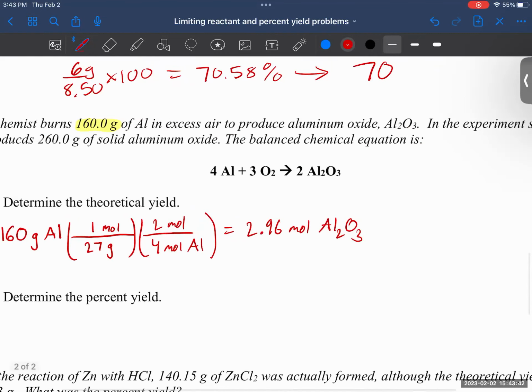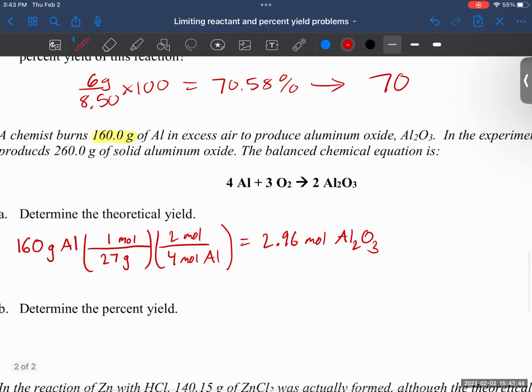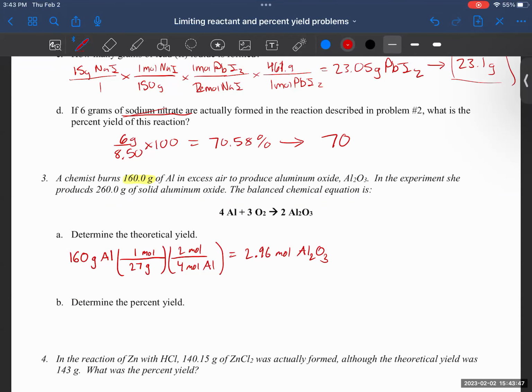All right. So now we do the same thing for our oxygen. Psych, no, we don't. Because we're not given an amount of oxygen, because it says excess air, right? Excess air means that oxygen automatically isn't our limiting reactant. Aluminum by default, they told us, is our limiting reactant. So I'll just write that out right here. Limiting reactant. Okay, so we have 2.96 moles of that. Now we need to convert to grams. So 1 mole, there's 27 grams as before, so it's 54.